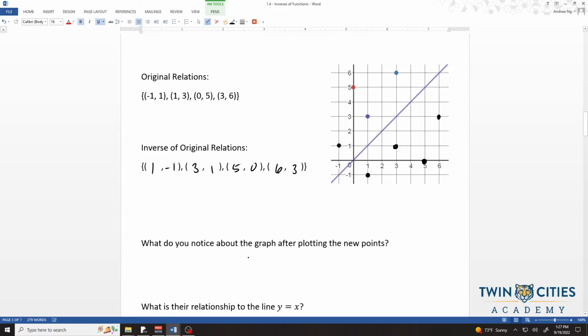And what do I notice about the graph after plotting the new points? Well, it kind of looks like I've got some symmetry, right? So if I do this, I can see that I've got some symmetry happening.